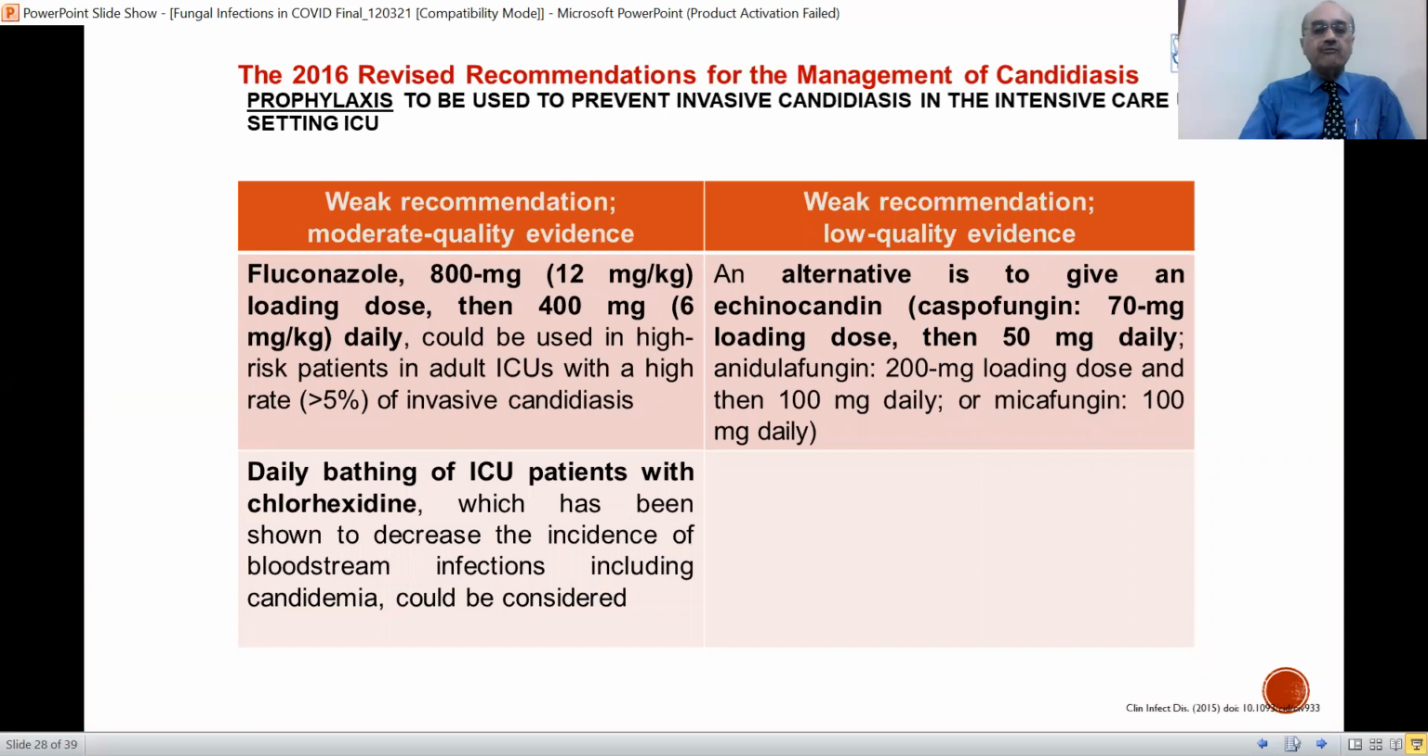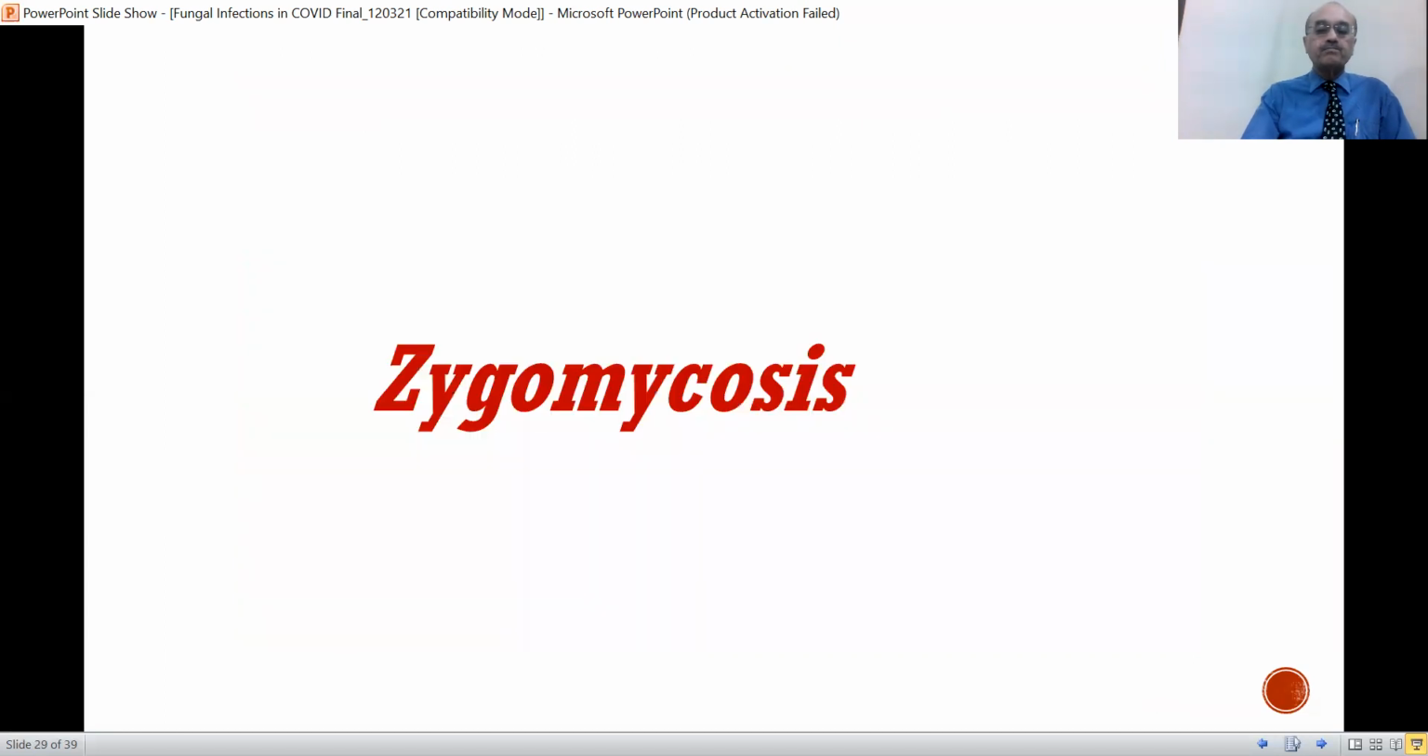In prophylaxis of Candida, again, fluconazole in the dose of 800 milligrams as loading dose, followed by 400 milligrams daily, can be used. It has been used in high-risk patients in adult ICUs with a high rate of more than 5% of invasive candidiasis. It is also found that daily bathing of ICU patients with chlorhexidine has been shown to decrease the incidence of bloodstream infections, including candidemia, and this should be considered.